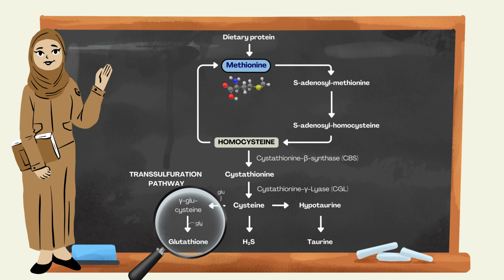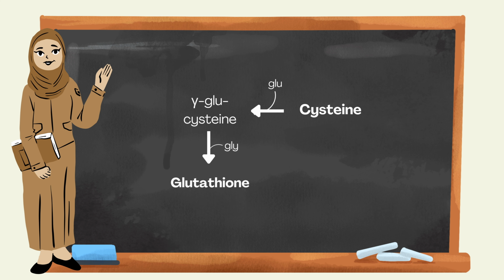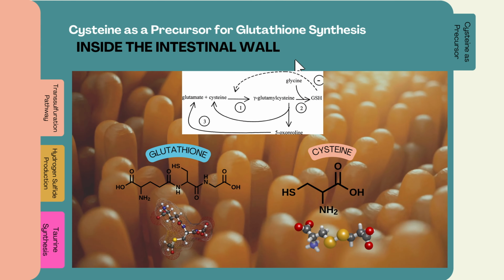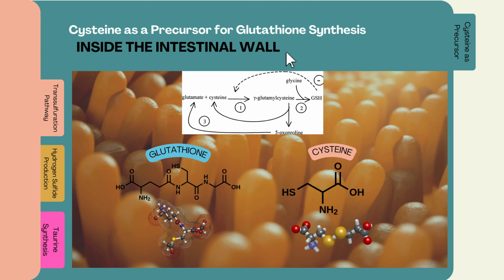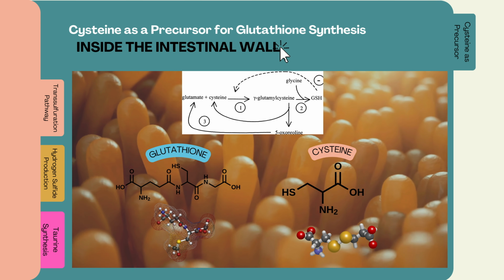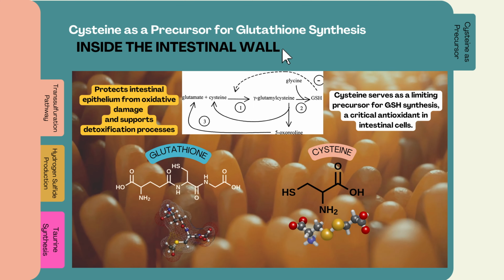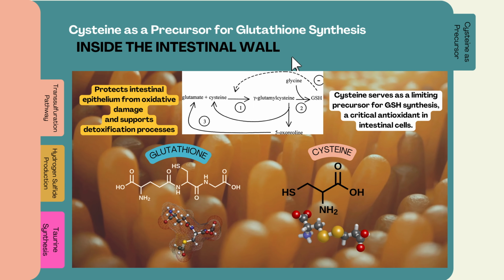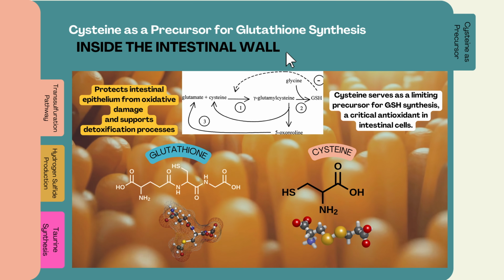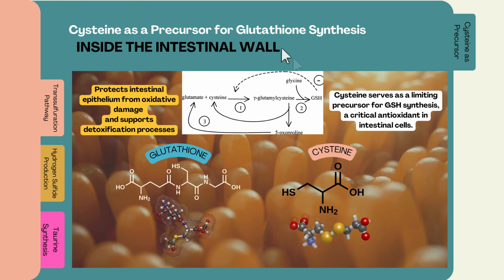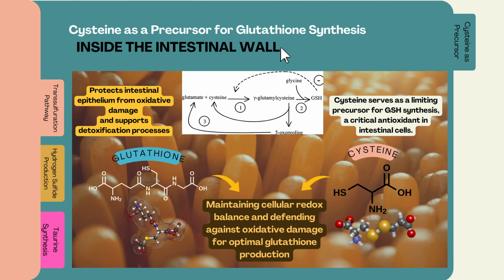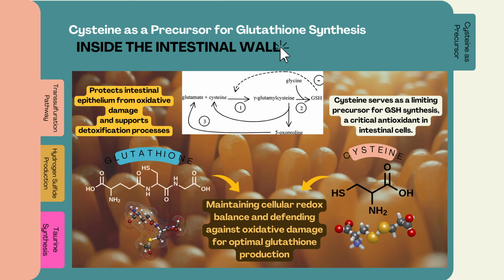First, cysteine metabolism acts as a precursor for glutathione synthesis in the intestinal wall. Inside the intestine, cysteine is a crucial component in providing smooth glutathione synthesis. Without cysteine, glutathione can't be produced. Cysteine serves as a limiting precursor for GSH synthesis, a critical antioxidant in intestinal cells, while glutathione itself protects the intestinal epithelium from oxidative damage and supports detoxification processes. Both are important in maintaining cellular redox balance and defending against oxidative damage.